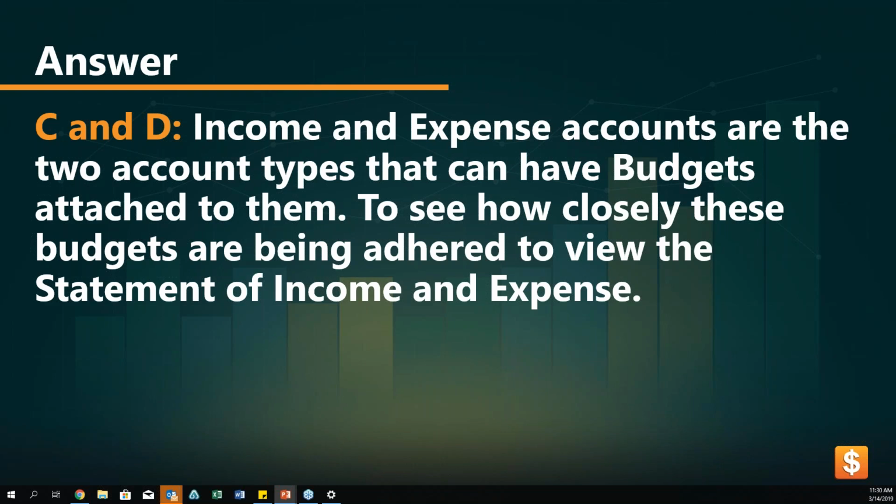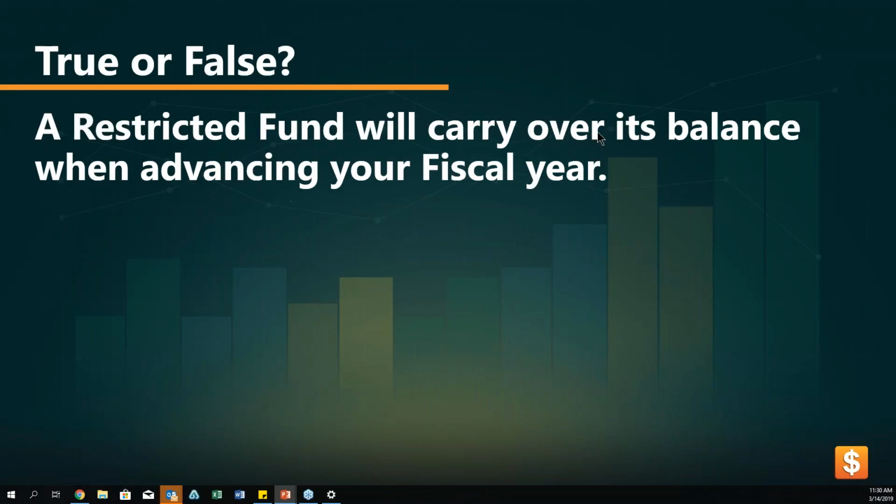Perfect. So the answer is C and D. Income and expense accounts are the two types of accounts that can have budgets attached to them. To see how closely these budgets are being adhered to, view the statement of income and expense. So income and expense accounts.